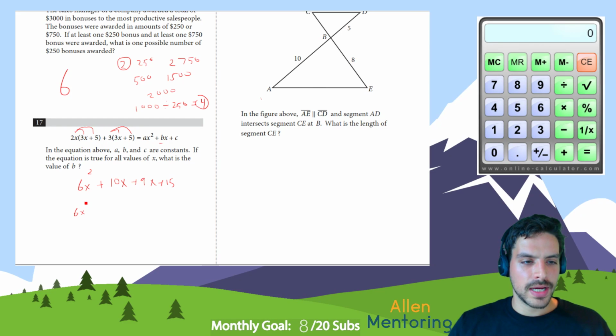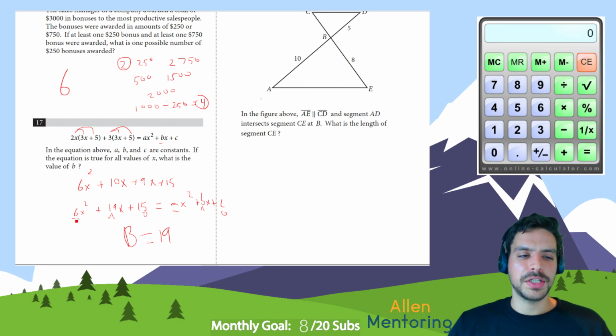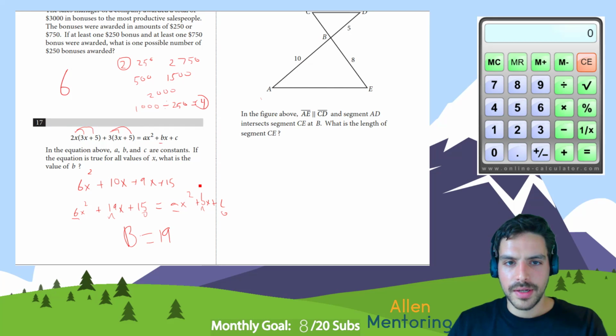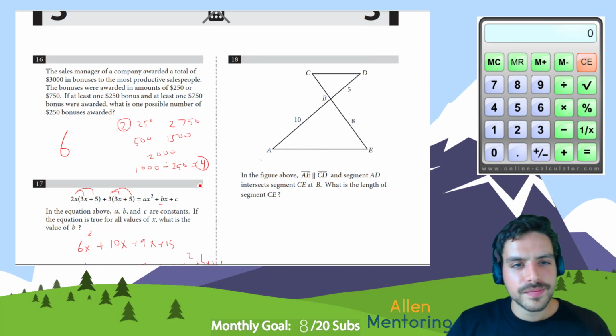Now let's combine like terms. We're going to get 6x squared plus 19x plus 15 is equal to ax squared plus bx plus c. And if that's true, we see that 6 is a, 19 is b, and 15 is c. So if they're asking us what is b, b is equal to 19. We can just match these constants up to their variable friends.